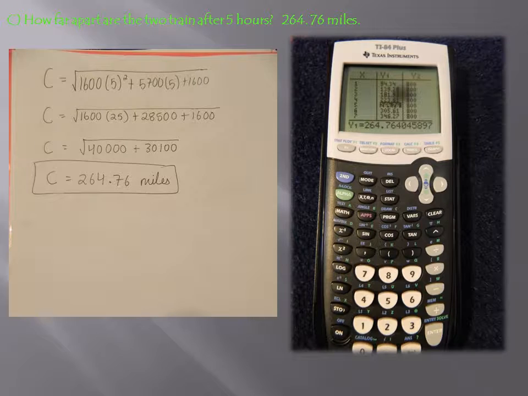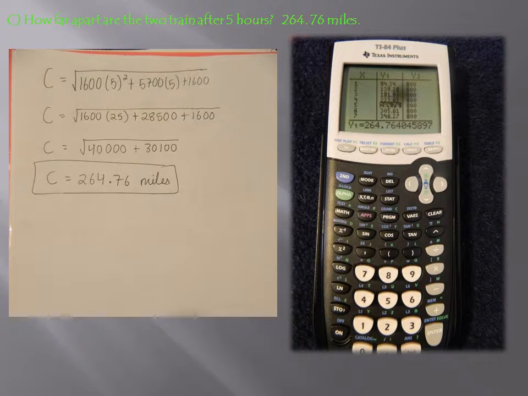The final part asks us to find how far apart the two trains are after 5 hours. You can solve this in two ways too. First way, you can plug in 5 for t because the amount of time is given, and after solving that you get 264.76 miles.